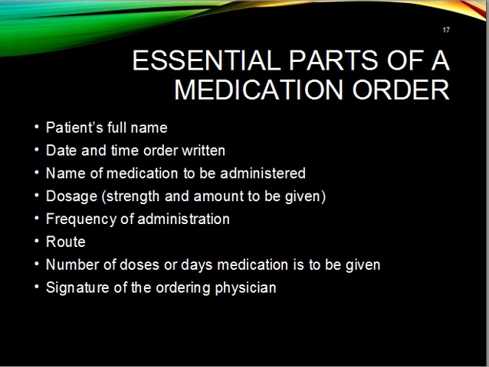Essential parts of a medication order: for those people who are still on a paper chart. For the electronic health record, this is pretty much taken care of for you, as a physician cannot continue unless they've done all this. It's the patient's full name, date and time of order, name of medication to be administered, dosage, frequency, route, number of doses or days the medication is to be given, and signature of the ordering physician.